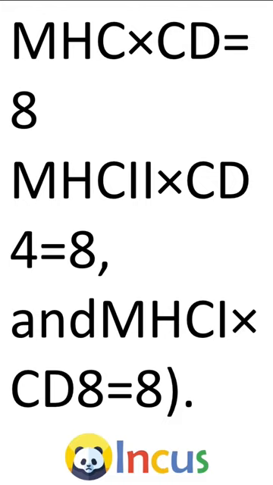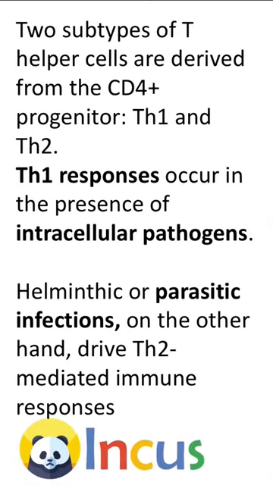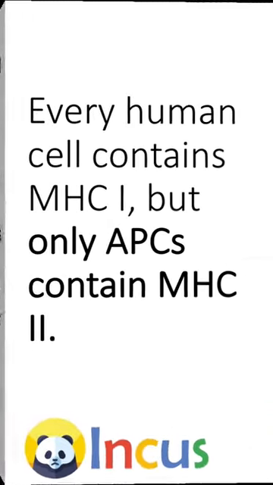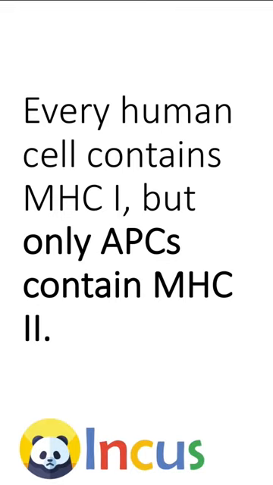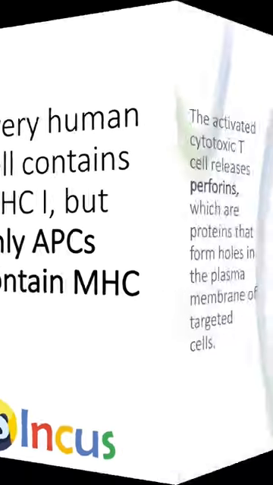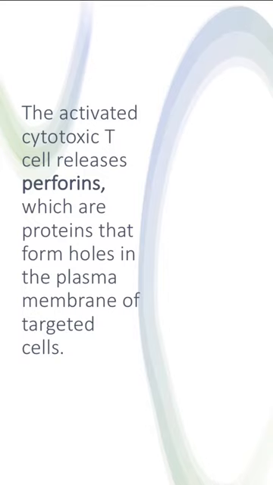Don't forget the mnemonic of MHC. MHC2 is on CD4, 2 times 4 is equal to 8. MHC1 is on CD8. There are two subtypes of T helper cells. TH1 are for intracellular pathogens, whereas TH2 are for the helminthic and parasitic infections. Every human cell contains MHC1, but only APCs contain MHC2.